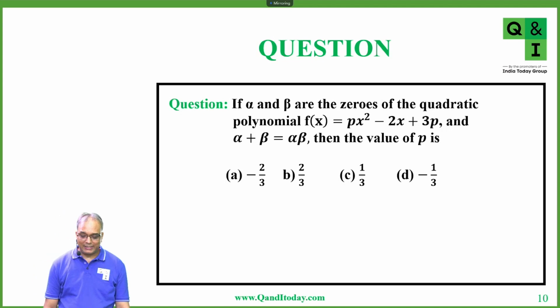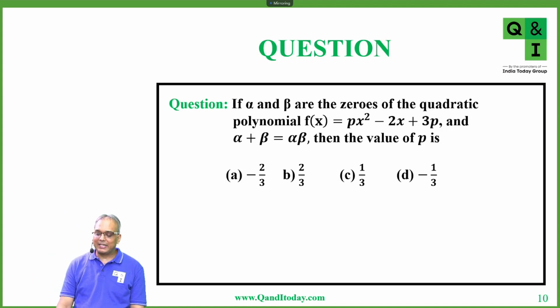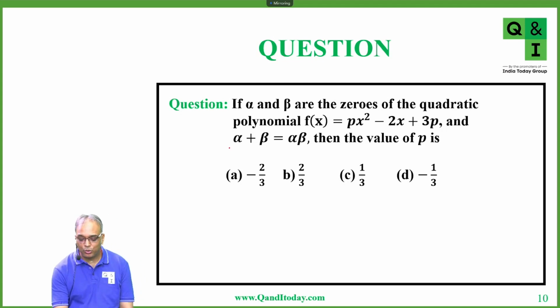So the next question is, if alpha and beta are the zeros of the quadratic polynomial f(x) is equal to px square minus 2x plus 3p, and alpha plus beta is equal to alpha beta, then find the value of p. So you have to use this relation and solve it to get the value of p.